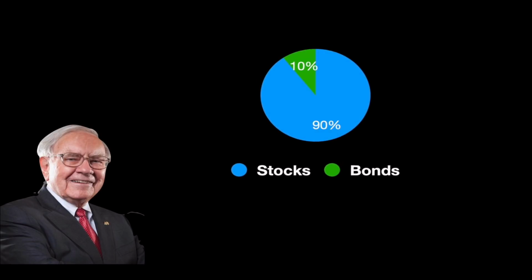So first up, we're going to start with the man himself, Warren Buffett. And he advises for the vast majority of people a 90-10 split. 90% in stocks and 10% in short-term government bonds, or this could also be cash, as this is a cash equivalent. And Warren Buffett recommends a low-cost S&P 500 index fund.